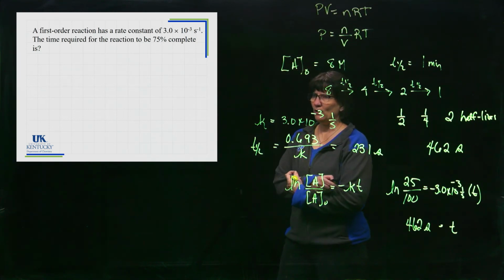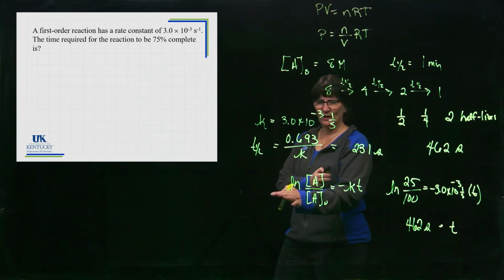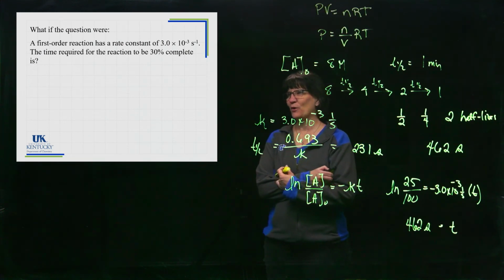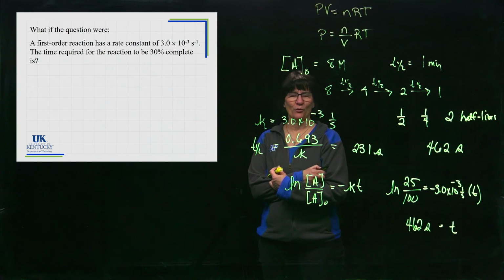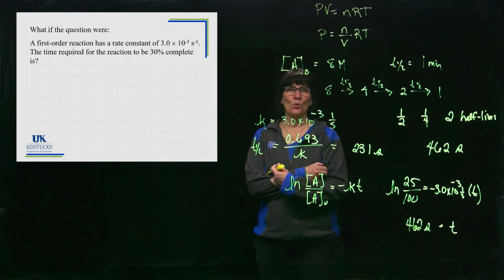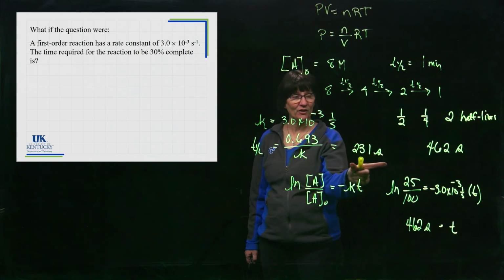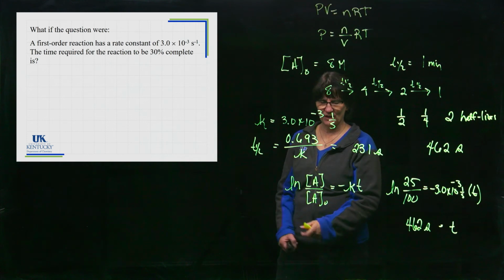So you might say, well, okay, that's great. I'm not going to do it that way. I recognize it, so I don't need to know this equation. Well, unfortunately, you will, okay? Because what if the question said, what time is required for the reaction to be 30% complete? We haven't even made it to one half-life. It's definitely going to be shorter than this amount of time because half complete was 231. It says I want to know when it is 30% complete.